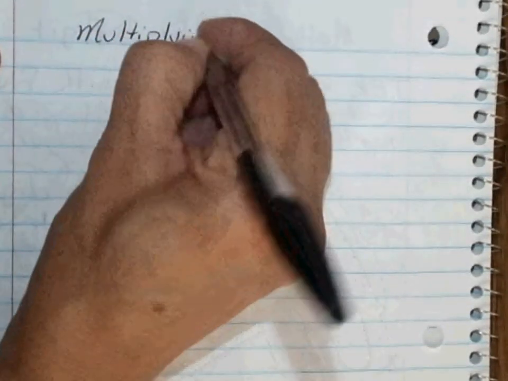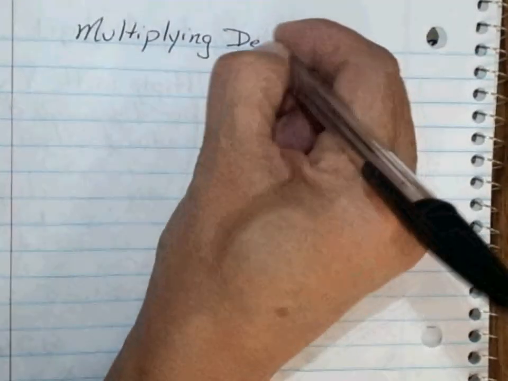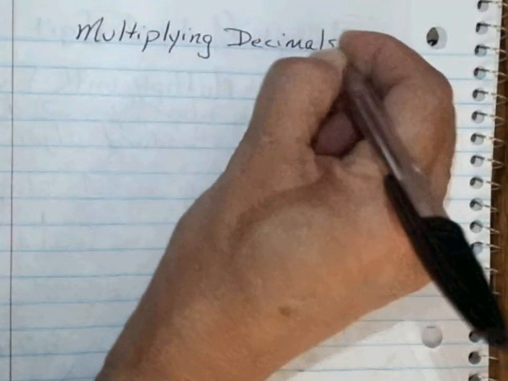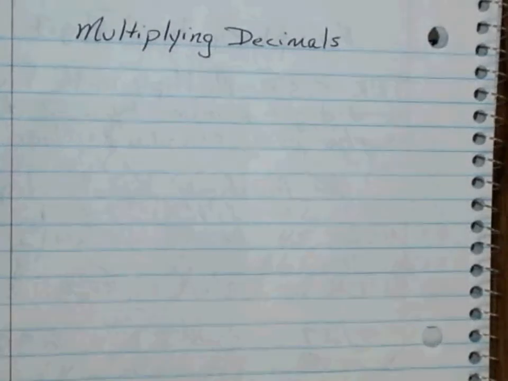multiplying decimals. Now, some of you asked me last week on the homework where we were doing some repeated addition with decimals, you asked me, can't we just multiply? And yes, we can just multiply. I just need to show you where to put the decimal when you multiply. So that's what we're going to do today.